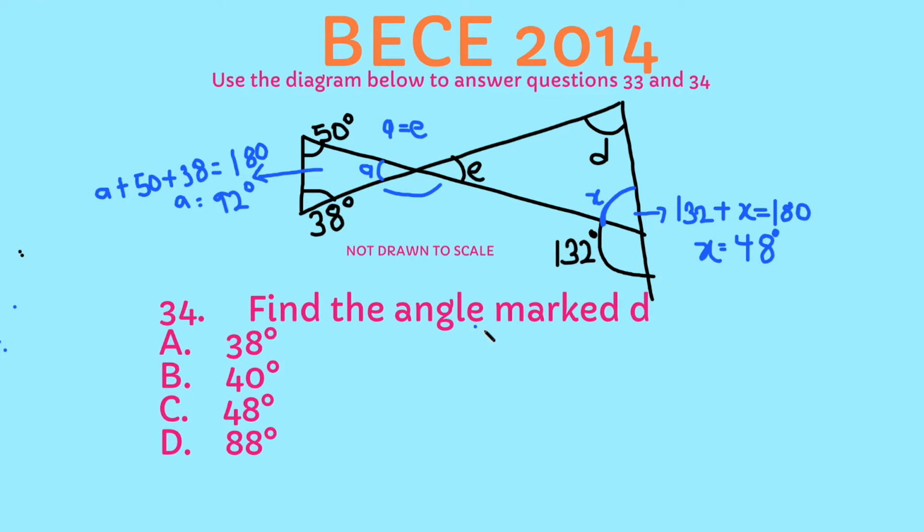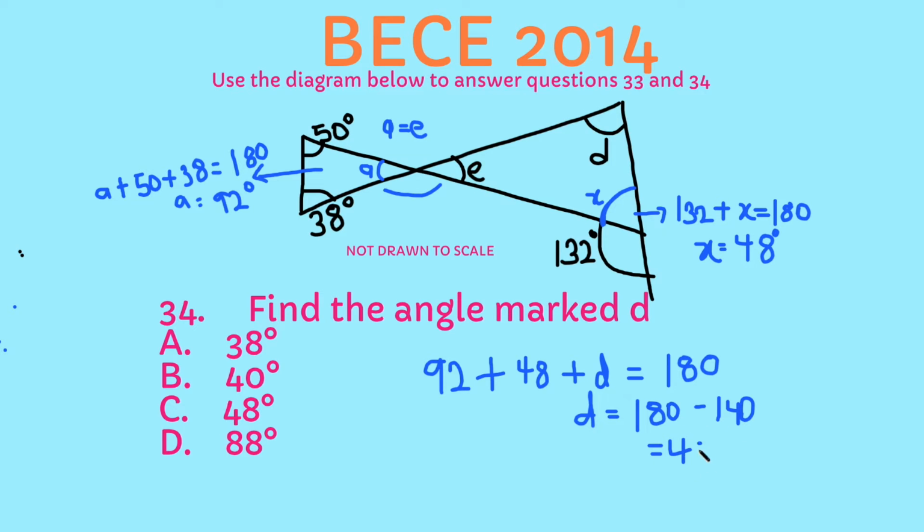For 34, we are to find the angle marked D. To find the angle marked D, now I can come to how I solved for x. So I labeled an unlabeled angle x. To find x, I had 132 plus x is equal to 180. Note also that all angles on a straight line equal 180 degrees. My answer for x is 48 degrees. I would now add 48 plus 92, because E is 92, plus D, and solve. I make D the subject and my final answer is 40 degrees, making 34B.